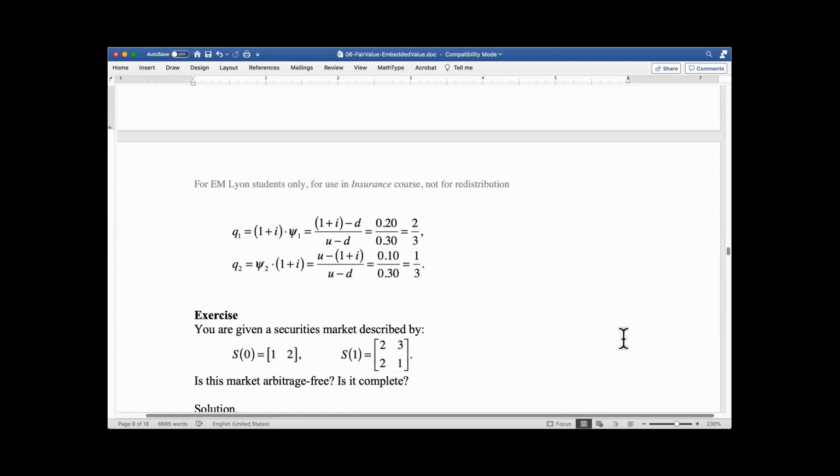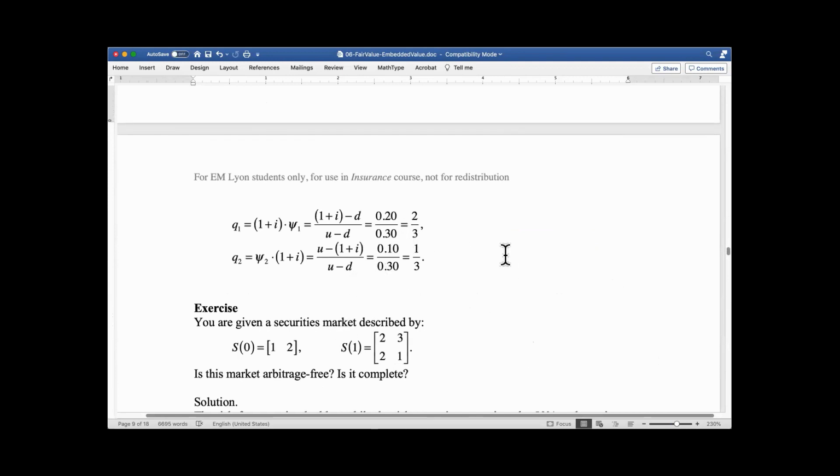Okay, so that's following the same setup. And there is actually a formula for Q1 and Q2. These are the formulas for Q1 and Q2 in the two-dimensional markets that I'm giving you here.